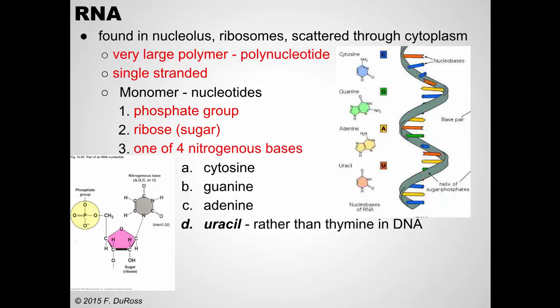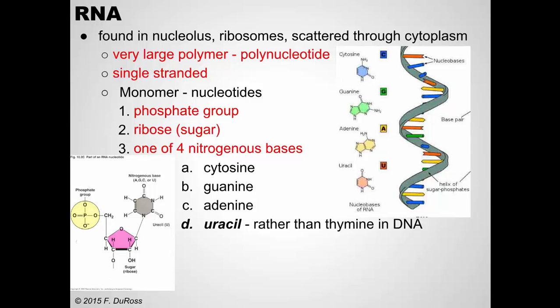Again, there's 4 possible bases that you can have in RNA. 3 of them are the same, adenine, guanine, cytosine. But there's a difference. RNA doesn't have thymine, the T. So if you're looking at the sequence of bases in RNA, you'll never see a T. What you'll see instead is a U, because RNA has uracil as that other base.